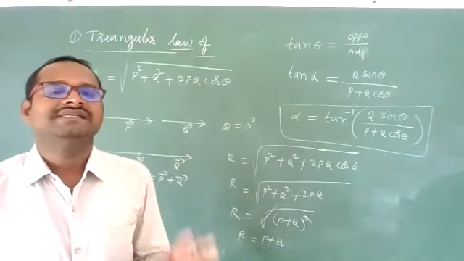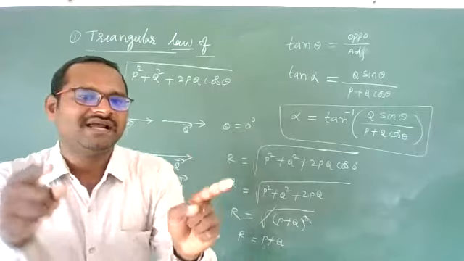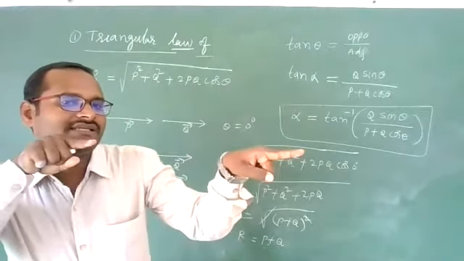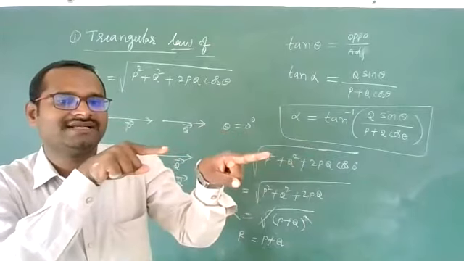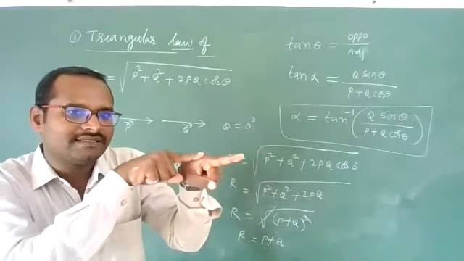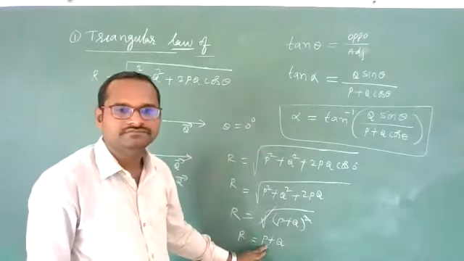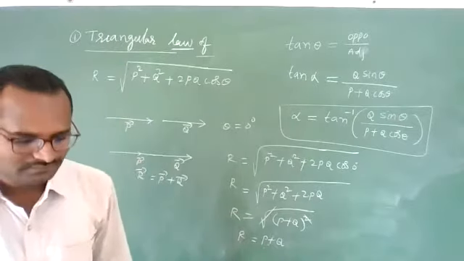Students, imagine two vectors in the same direction, collinear vectors, vectors which are lying on the same line. If they are added together, how to add? Simply add them. You will get the resultant.